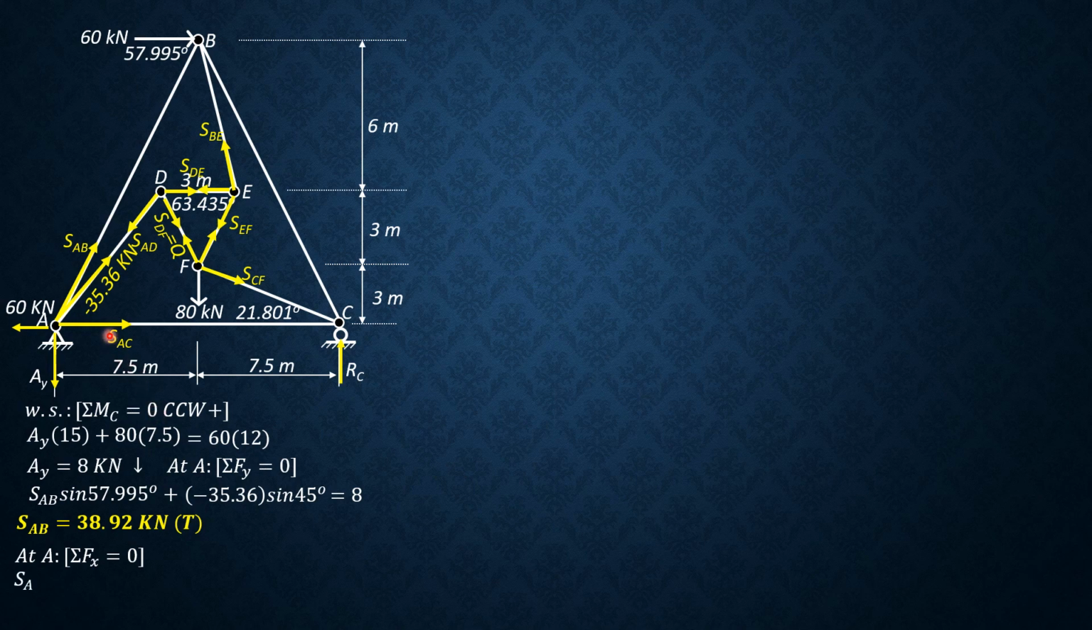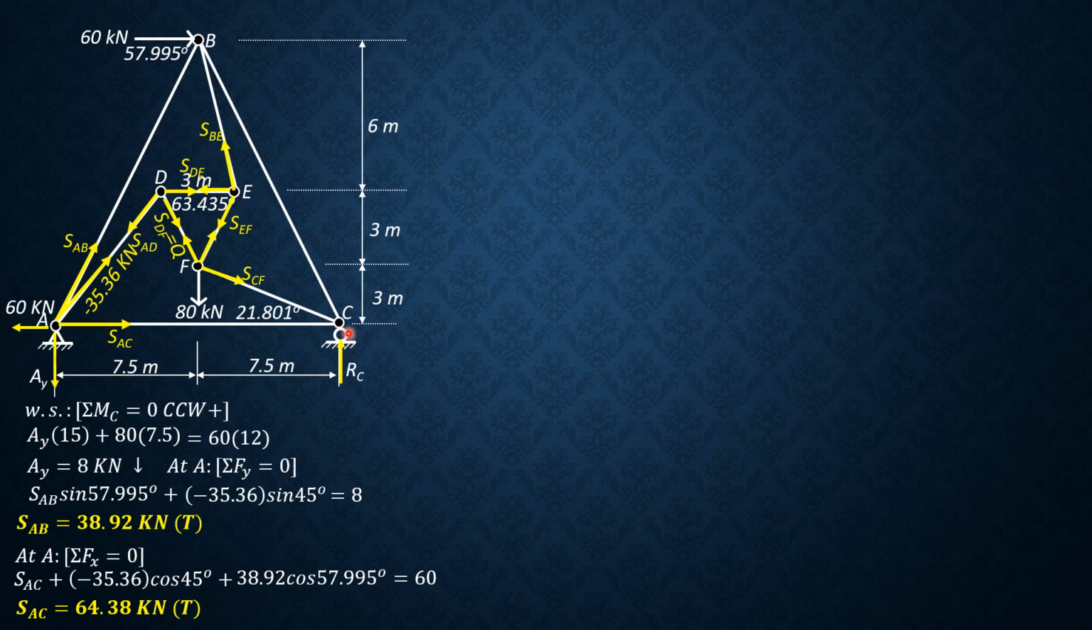SAC plus negative 35.36 cosine of 45 plus SAB, which is 38.92 cosine of 57.995 degrees equals 60. Equals leftward force. So SAC can now be computed. It is positive 64.38 kilonewtons, so it is tension.